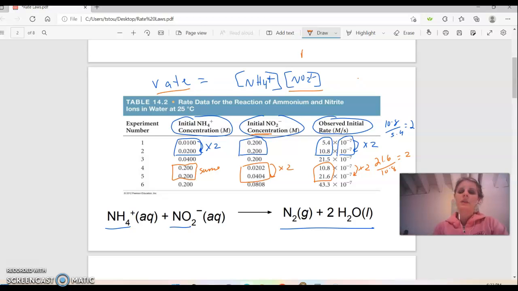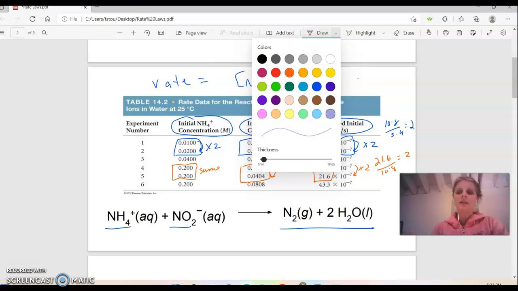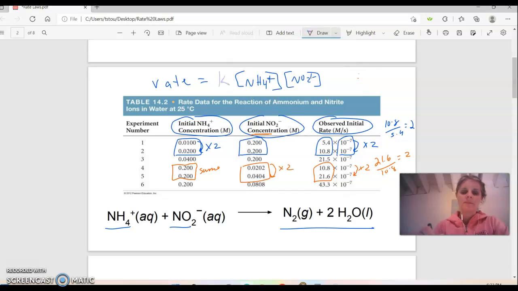If my NO2 concentration is 1, my rate will be 1, per se. If I double my concentration of NO2, I'll double my rate. So right now, this mathematical relationship looks awesome, and this would be a rate law. The only thing we're missing in there is a constant. That's going to be K.